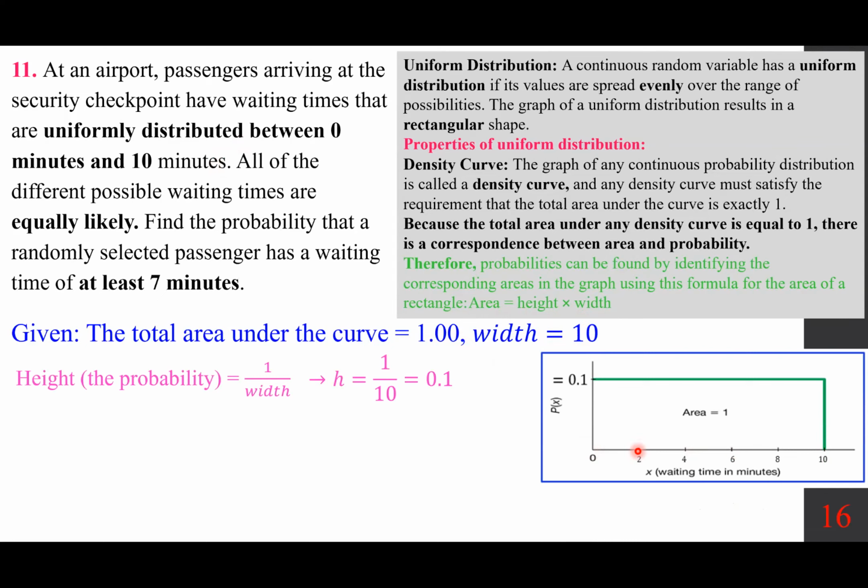Along the x-axis, we're going to go from 0 to 10, because it's between 0 and 10. What would be the height? We know the total area must be 1. The total area under the curve represents the total probability, and it's always 1 regardless of the shape. And therefore, if this is 1 and this is 10, 10 times what number is 1? We divide 1 by 10 and we get 0.1.